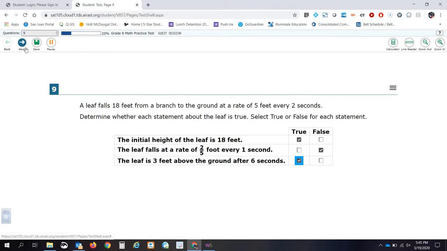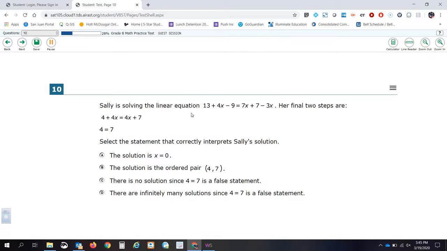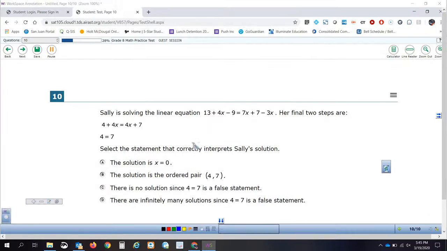All right, number 10, last question for this video. Here we go. Sally is solving the linear equation 13 plus 4x minus 9 equals 7x plus 7 minus 3x. Those are her final 2 steps that they gave. Select the statement that correctly interprets Sally's solution. All right, so it doesn't ask us to say whether Sally did it correct or not. So a quick check shows that she did, because here's our 4x and there's our 4x.